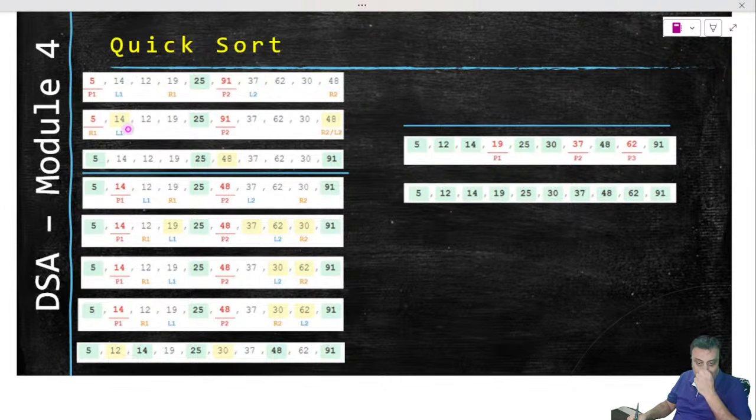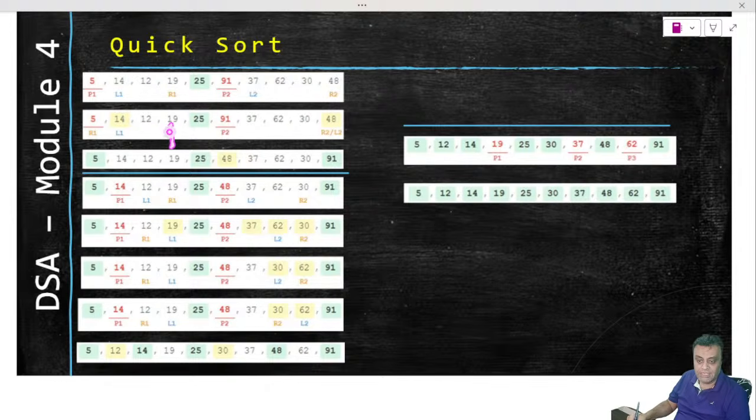Now 14 has to be less than my pivot, which is not the case. So L1 stops, right? 14 is not less. L1 stops, and R1 started from here. It is going this side. It will go this side till what point? Till it gets a number which is less than 5.